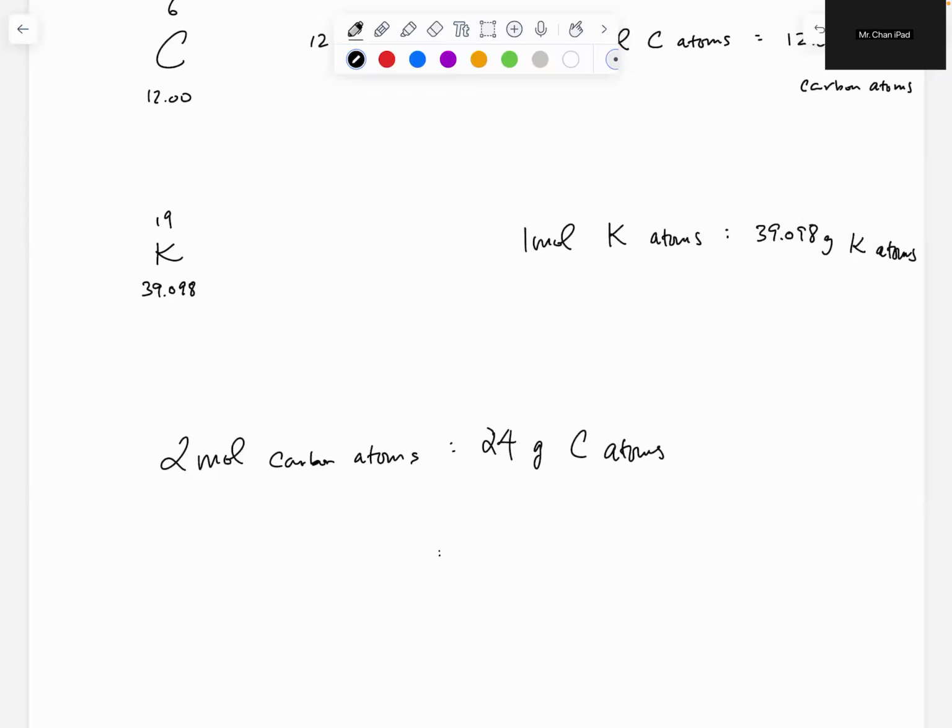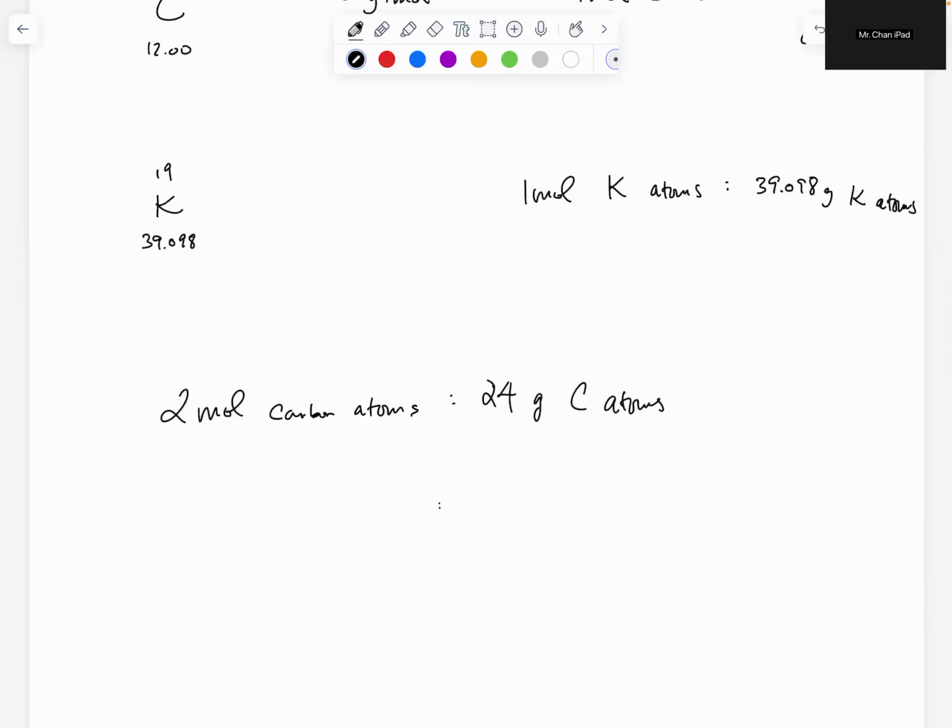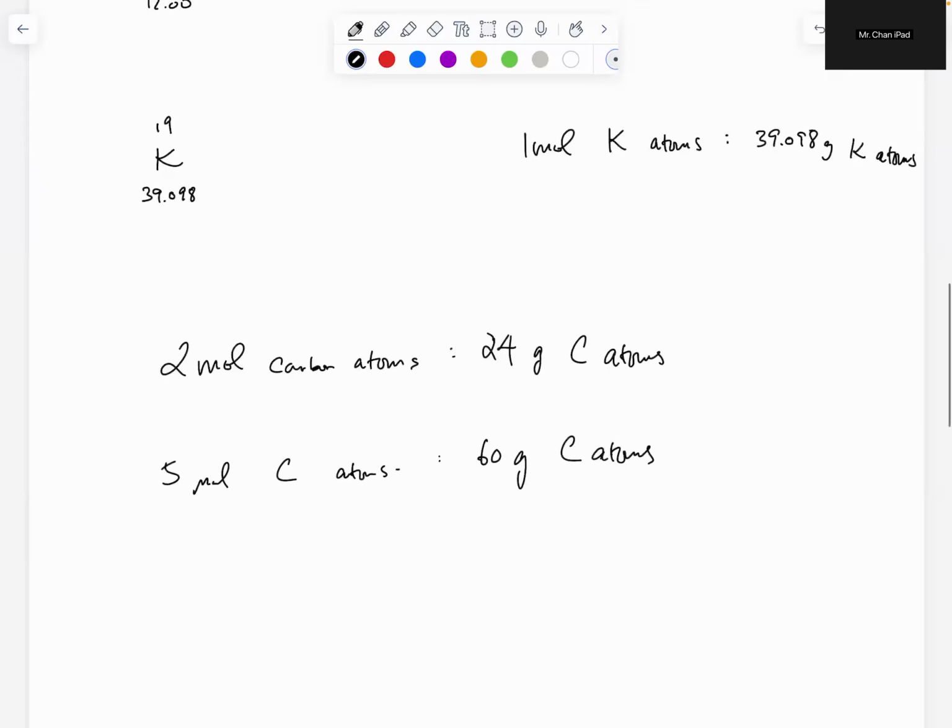Okay? If I say, hey, what if there are a total of 60 grams of carbon atoms? Then 5 moles. Okay? Now, what if I have 0.5 mole of carbon atoms? 6 grams. Okay? Now, why am I playing this game with you?